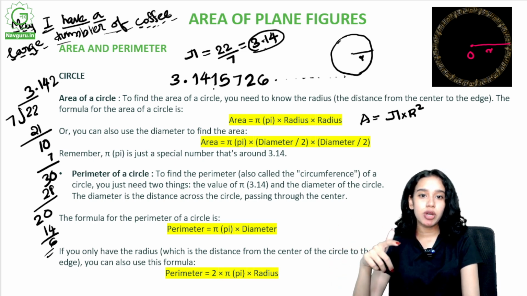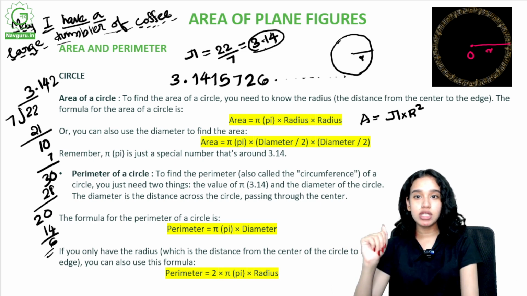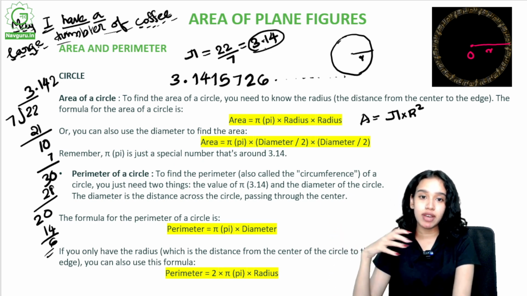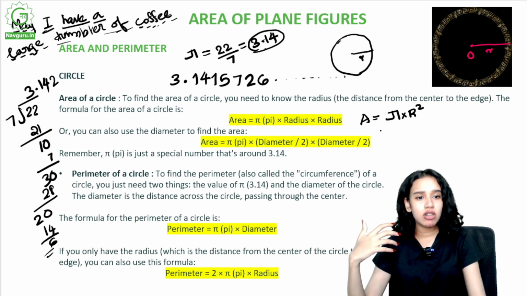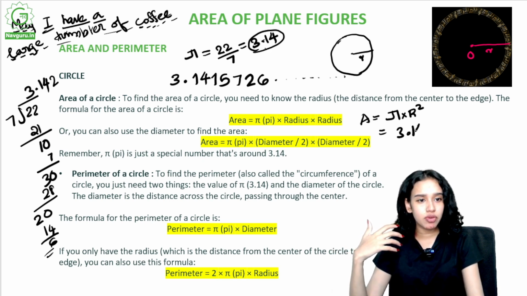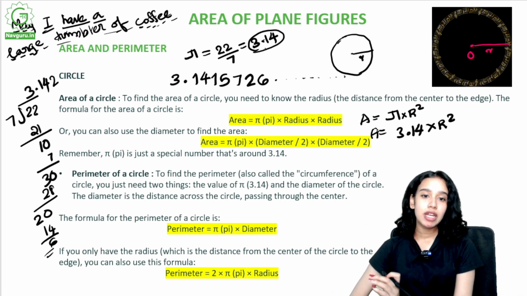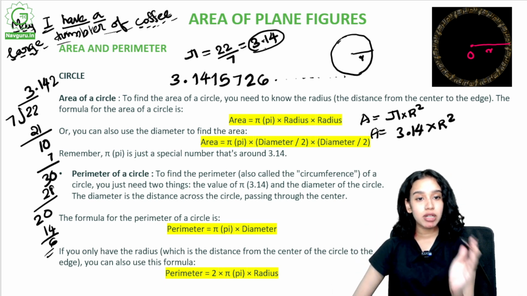So this is 3.14152726. This is the value of pi, and this is a very easy way to remember the value of pi. So in calculations, we just use 3.14, right? Now 3.14 into r square is the area of the circle, right? Now perimeter of a circle. What is the perimeter of a circle?